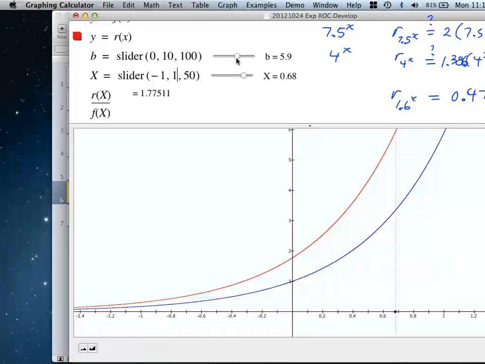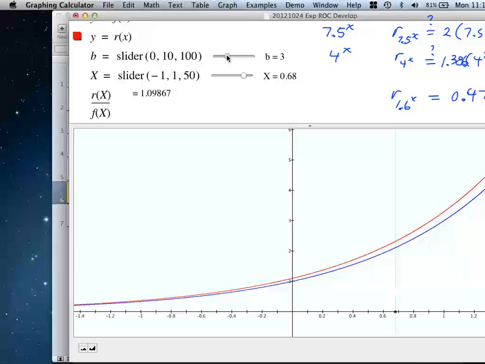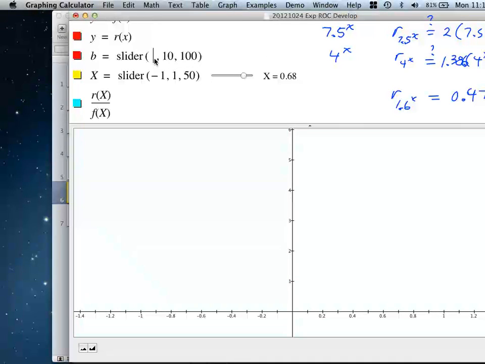Does that help? Okay, so let's take a look here. It looks like it's about 2.7. So let's zoom in on that. Let's make our slider 2.6 to 2.8 to fine-tune this, so we can get a clear idea of where this is.